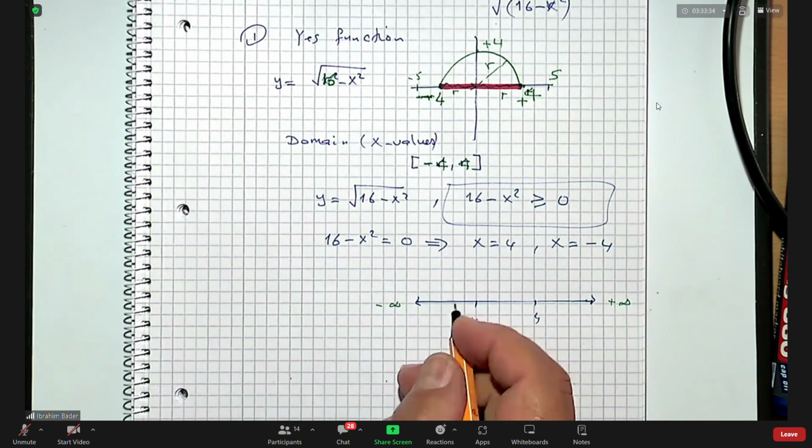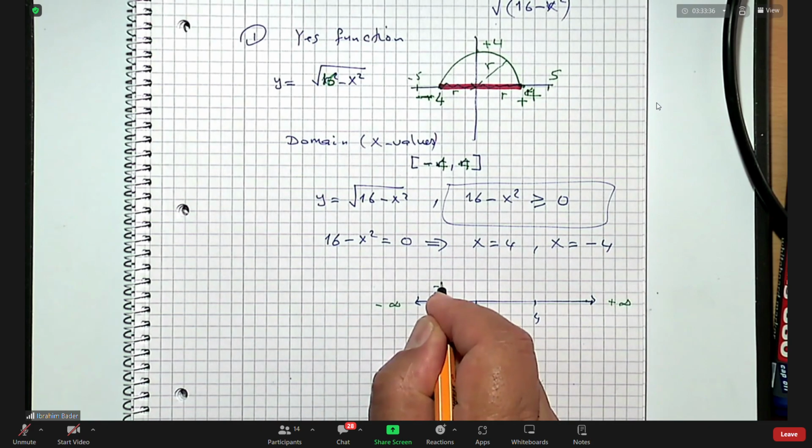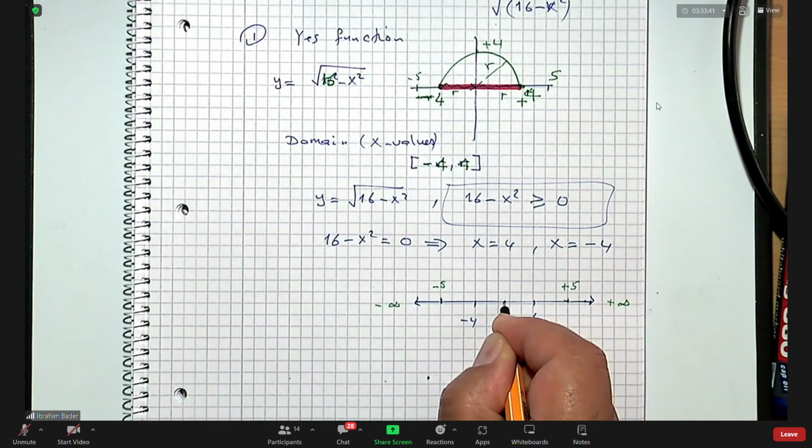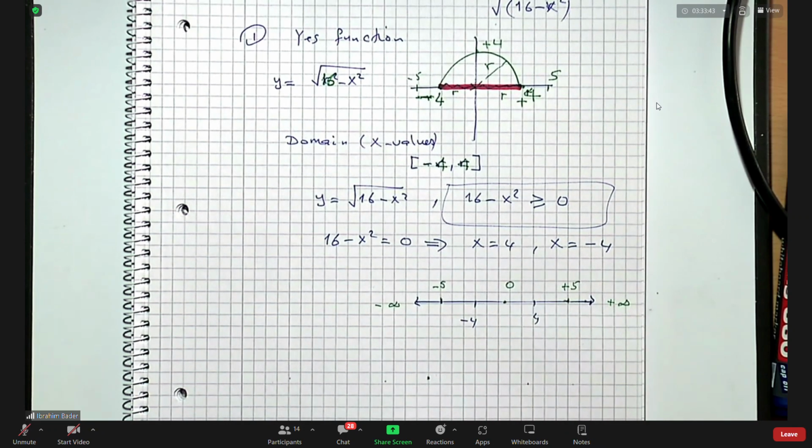So here you take this point, let's say, as we took before, -5. Here you take +5, for instance, and here in the middle you take 0. Now let's start with this part here. -5. So 16 minus (-5) squared is 16 minus 25, so you have -9, right? Negative. The square root of -9 is not defined, so I exclude this range, the interval from -infinity to -4.